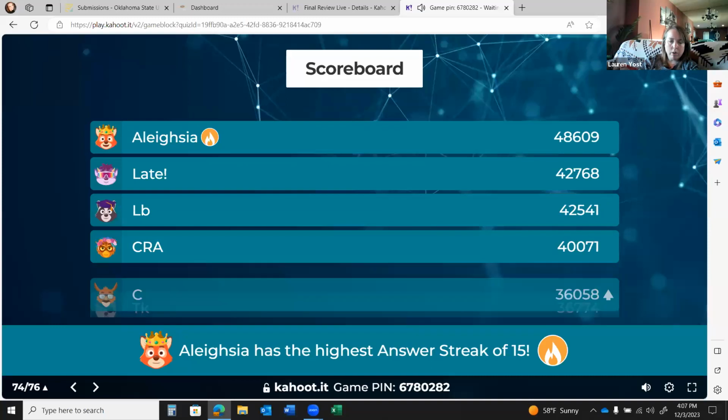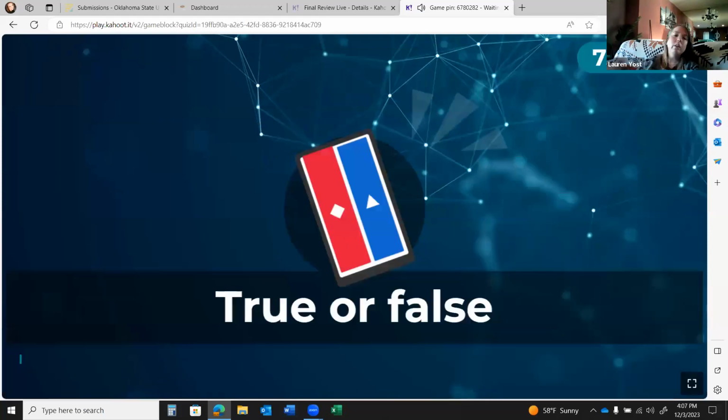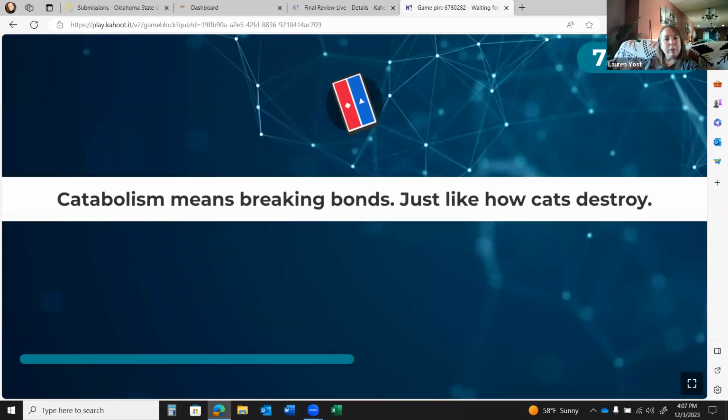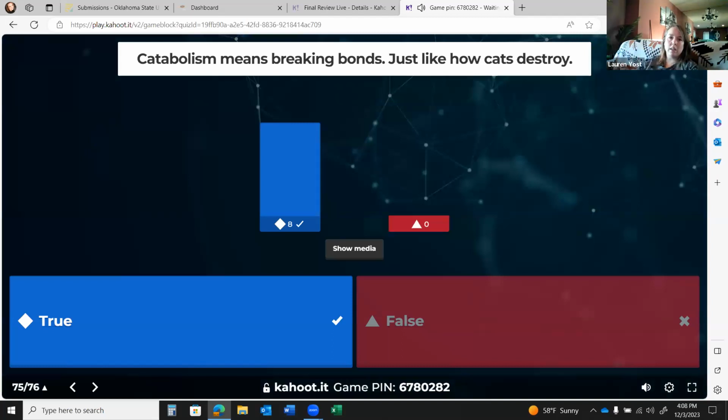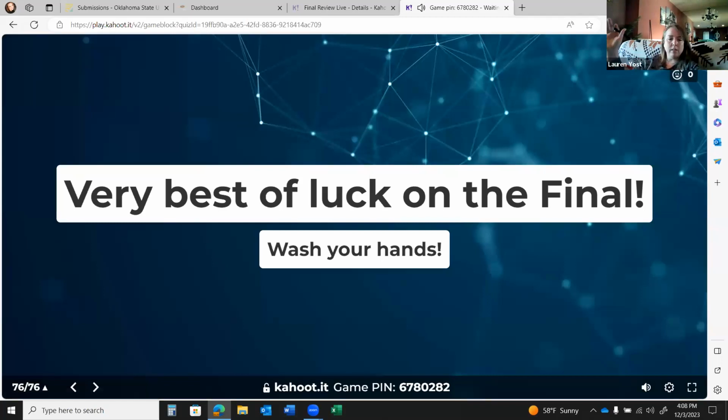There's one more question, then maybe a we're done thing. Catabolism means breaking bonds, just like how cats destroy. True or false? It's catabolism, breaking bonds. Yes, it is. Cats destroy. That's what catabolism is as well. Yep, so that is it.